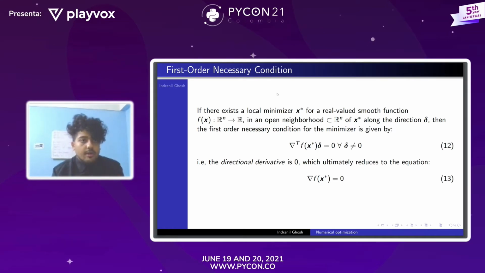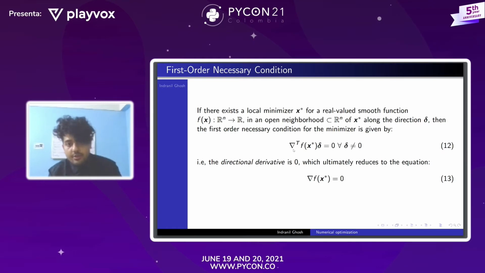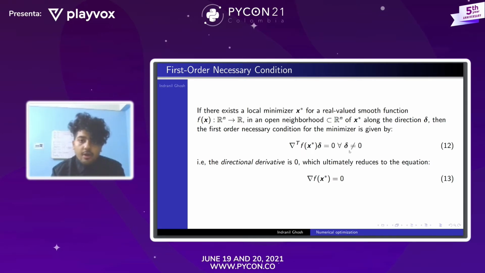So there are some conditions to be fulfilled. The first one is called the first order necessary condition. This is the equation that denotes the first order necessary condition for the local minimizer to exist. That is, the dot product between the gradient of f of x star and the direction delta should be 0 for all deltas not equal to 0. So this delta shouldn't be 0. This turns out to be that the gradient of f of x star should be 0.